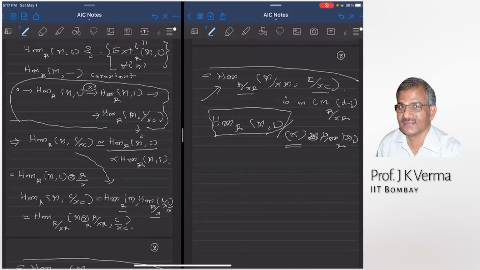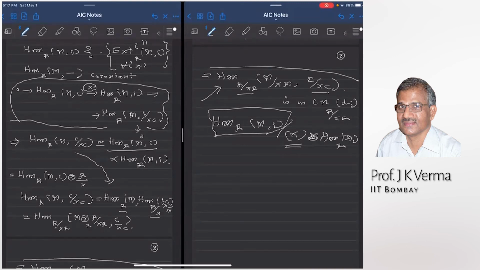Yes, sir. How is Hom(M, C/XC) equal to Hom(M, R/X, C/XC)? Just one minute. What is your question? Sir, I am asking about the second last equality on the left hand side of the page. Why is it exact? R/X is exact. I mean, I got disconnected in between, so I didn't hear this part.